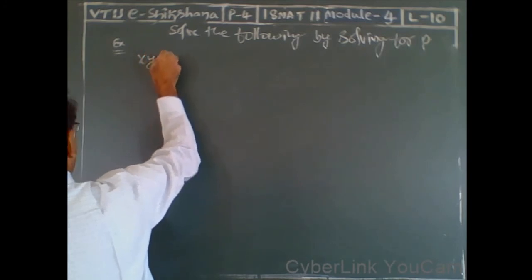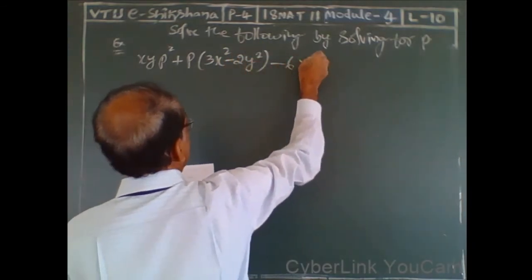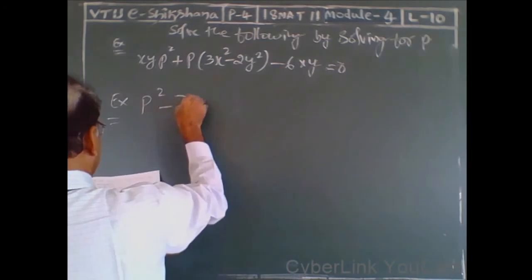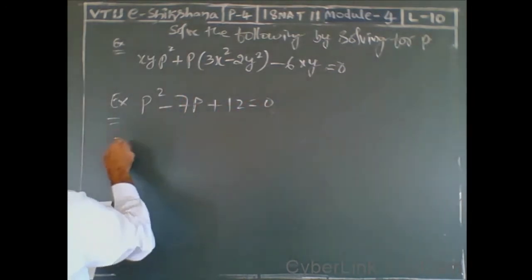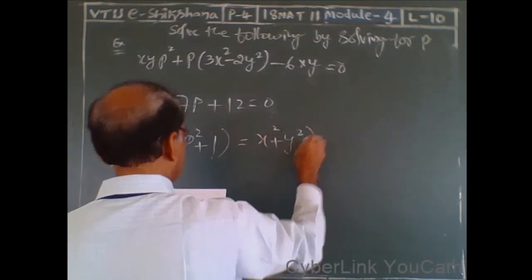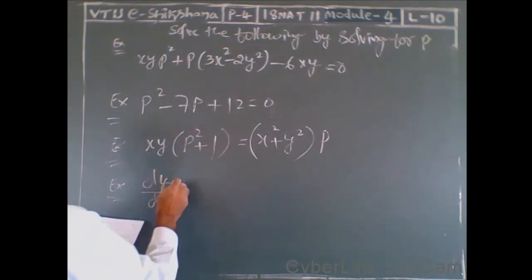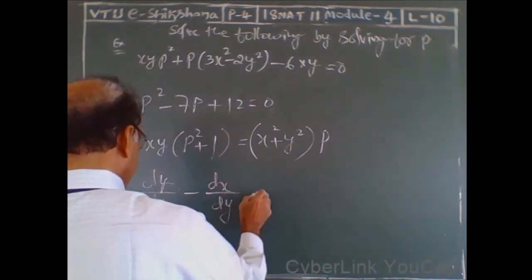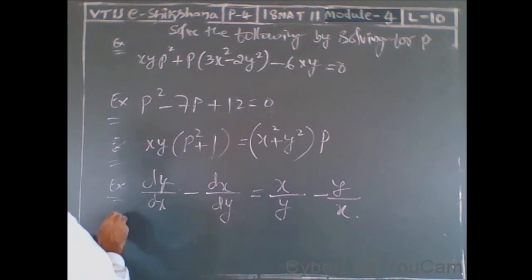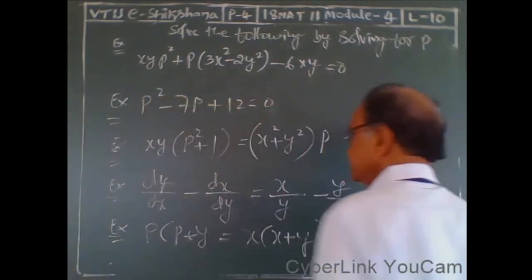xy into p square plus p into (3x square plus 2y square minus 6xy) is equal to 0. Another example: p square minus 7p plus 12 equal to 0. Next: xy into (p square plus 1) is equal to (x square plus y square) into p. Next: dy by dx minus dx by dy is equal to x divided by y minus y divided by x. Another example: p into (p plus y) is equal to x into (x plus y).